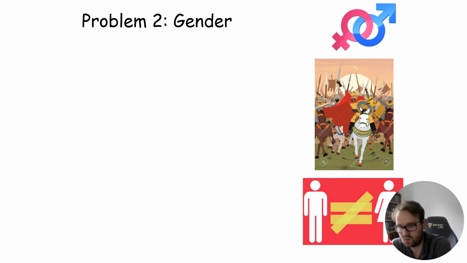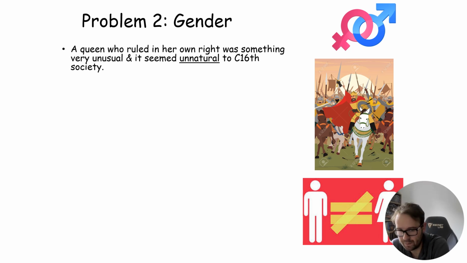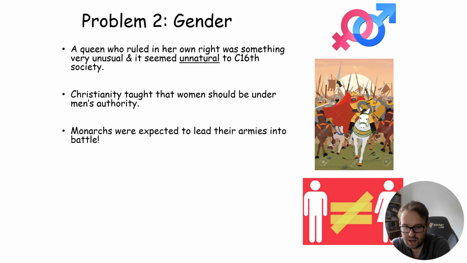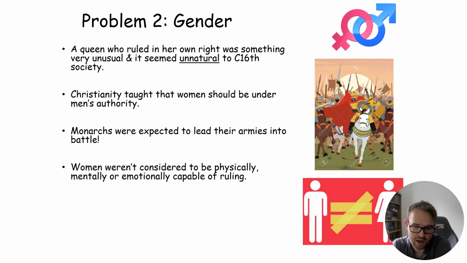Right, gender, again, quite simply, she's a woman. Women weren't seen as natural rulers. It was unusual. Christianity suggested men should be superior, women secondary. And monarchs were expected to lead in battle, and women didn't tend to lead armies. They were seen as mentally, physically, or emotionally incapable of ruling. And even in marriage, Elizabeth would then be second to her husband, so who would really rule?